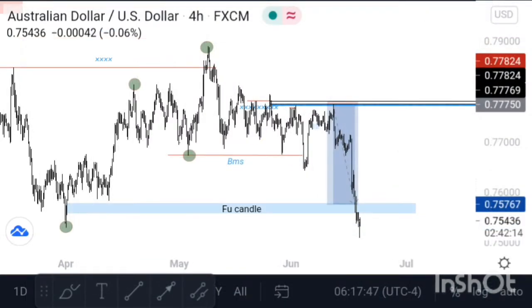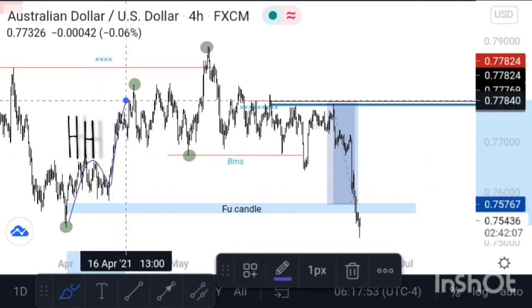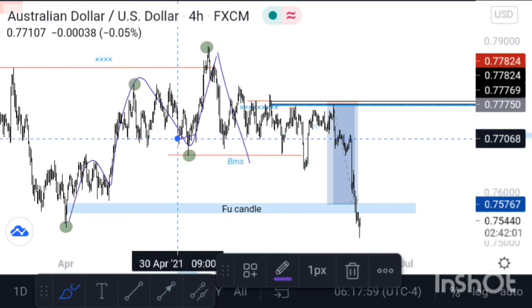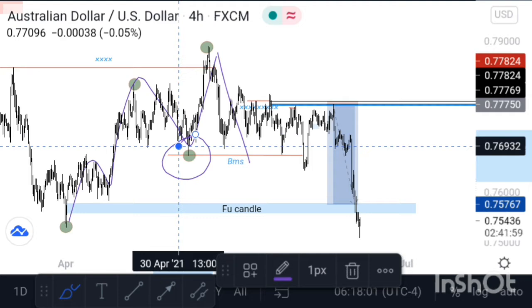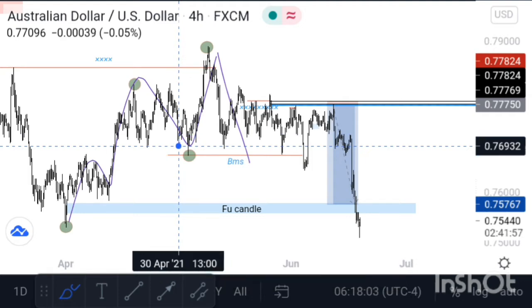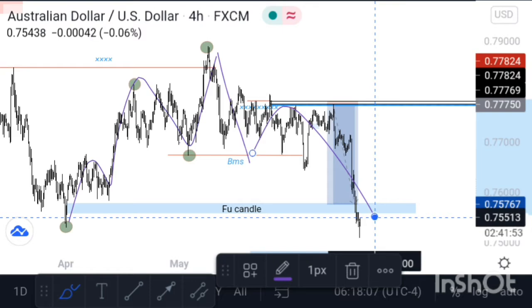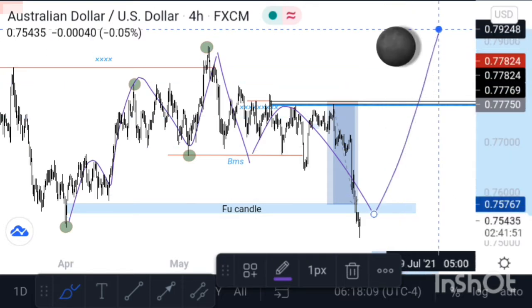Okay, guys, as I said, the higher time frame was clearly bullish. It was making higher highs and higher lows. And then the market broke the previous structure. If the market broke the previous structure, we're expecting a pullback and then a move down to our FU candle to take this market up again. That didn't happen, but we managed to get in the sell.